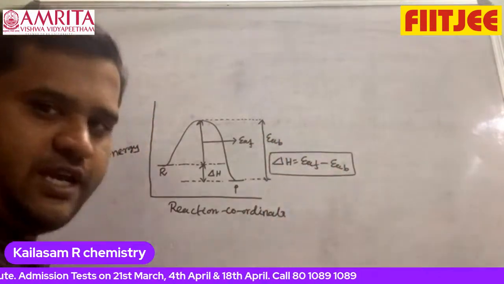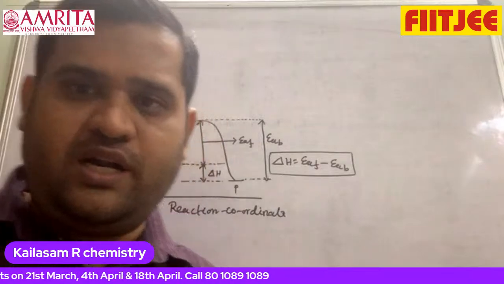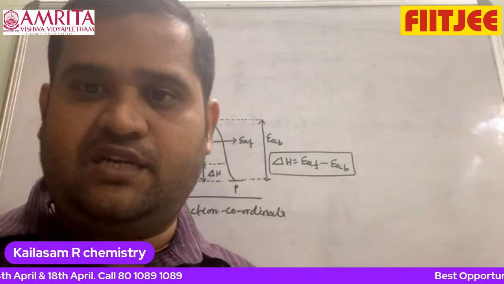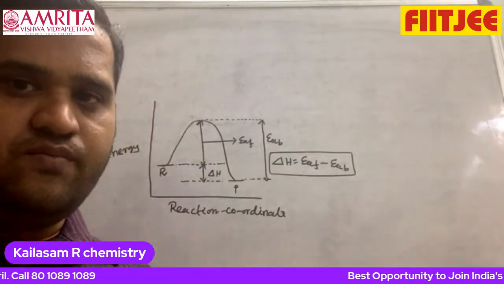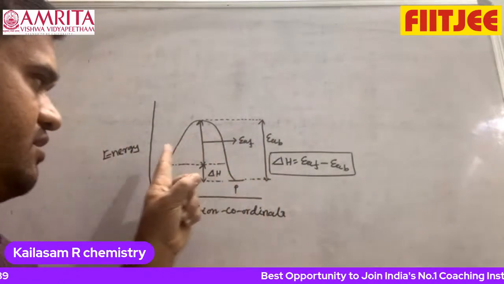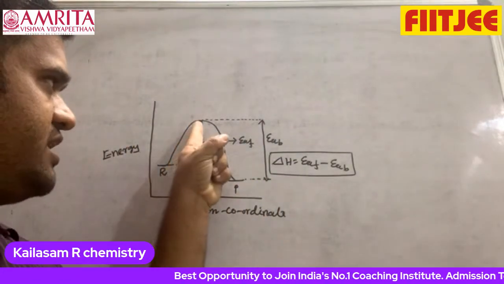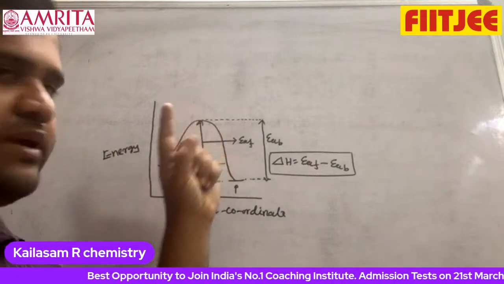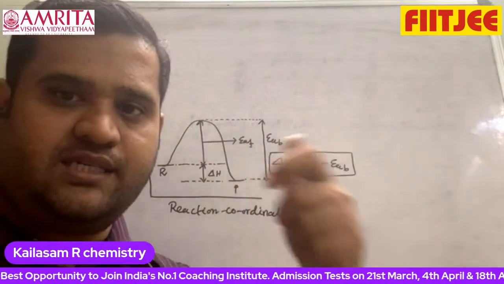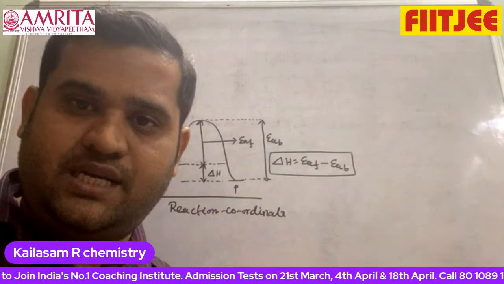For any reaction, we can write delta H is equal to energy of activation of forward minus energy of activation of backward. Now, what Arrhenius says is that any reactant molecule must collide to reach the activated state. The amount of energy required for reaching the activated state is called the activation energy.